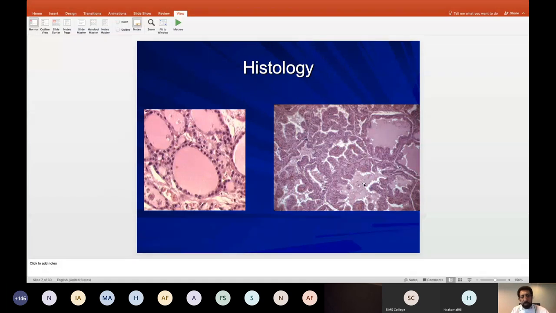And this is a lazy thyroid gland, but this is a very, very active thyroid gland where the cells become columnar instead of cuboidal. They're thrown into papillary projections, and there's a lesser amount of colloid material because most of the thyroxine is being excreted outside through the endocrine system into our circulation. So the histological difference is also remarkable.